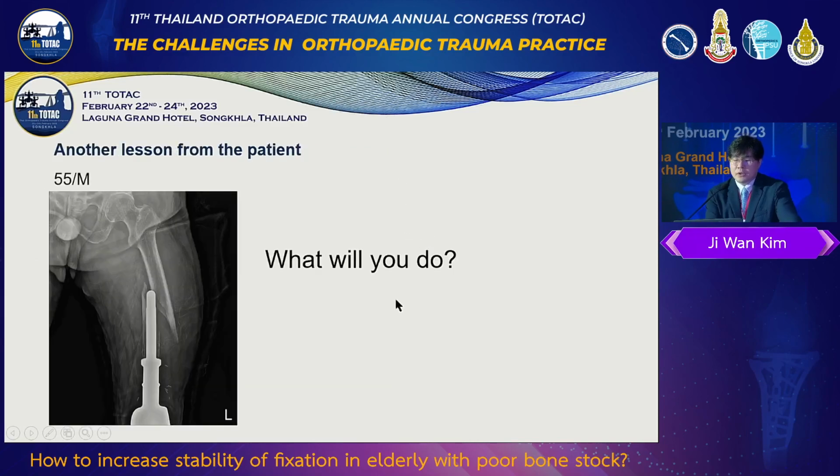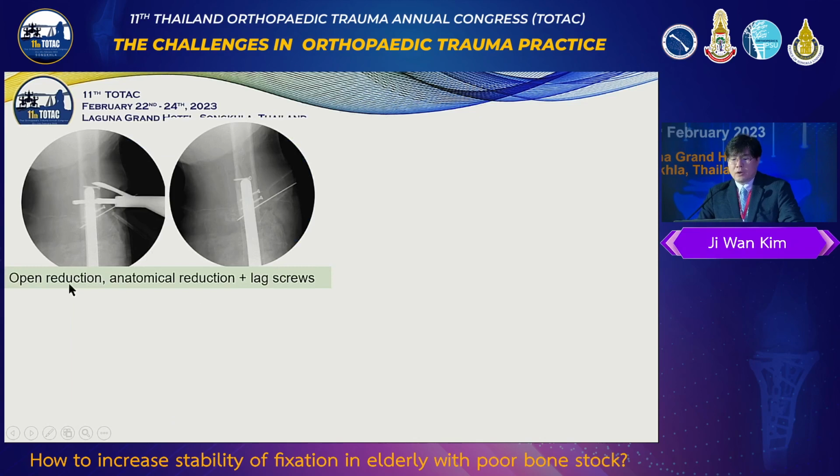Let's move to another technique. Another lesson from a patient: a 55-year-old female with a periprosthetic fracture. What will you do? The bone stock of the distal part is very poor. There is no space for fixation. So I opened, did the anatomical reduction, and the lag screws were fixed.